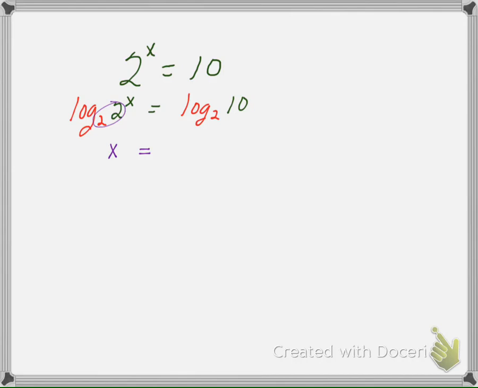Inverse property. Now the issue is most of your calculators only function with log base 10, called a common log, or log base e, called a natural log. Most of your calculators do not use log base 2. So what the heck? How are we supposed to find out our number? And so this is where we're going to learn how to do that.